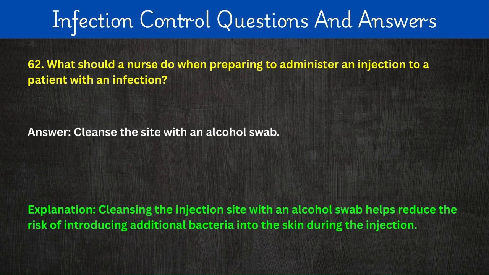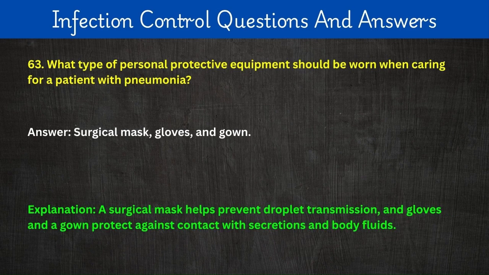62. What should a nurse do when preparing to administer an injection to a patient with an infection? Answer: cleanse the site with an alcohol swab. Explanation: cleansing the injection site with an alcohol swab helps reduce the risk of introducing additional bacteria into the skin during the injection.